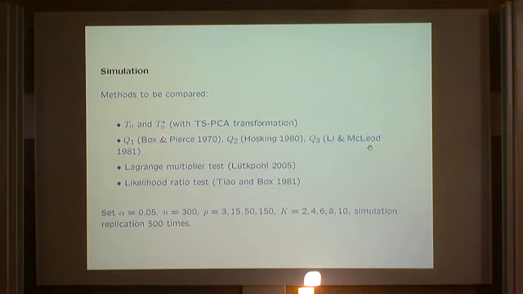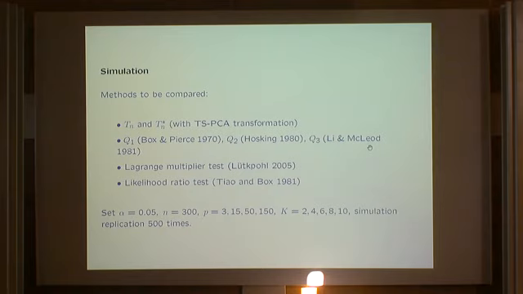Then we also compare, in the paper we compared with Q1, but in the slides I didn't include Q1, otherwise the table becomes too big. So Q2, which is a Hosking modification of Box-Pierce, and Q3, which is the Li-McLeod modification. Then other popular tests in the context of the white noise test is the Lagrange multiplier test, which you can see in Lütkepohl's book on multivariate time series. And Tiao and Box proposed a likelihood ratio test.